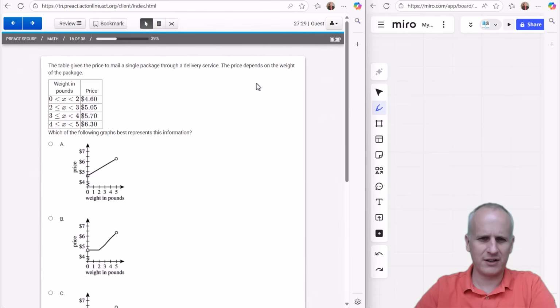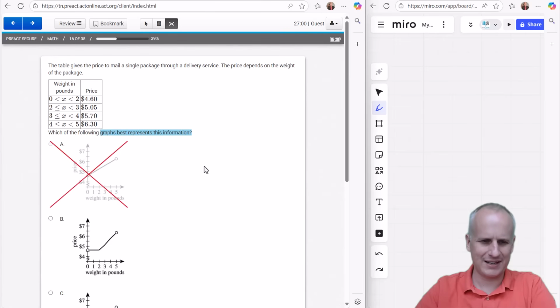as a trigonometric function. Moving on to the next question, we once again see a problem seeking a graph that best represents information that's provided. So we see an interesting little table here, and the table gives the price to mail a single package through a delivery service, and the price depends on the weight. And we see that if the weight is greater than 0 but less than 2, it has a constant price. So that means that our correct graph should be horizontal from 0 to 2.